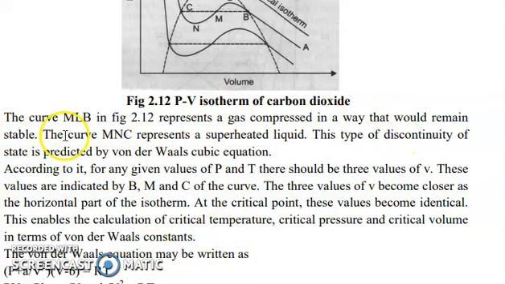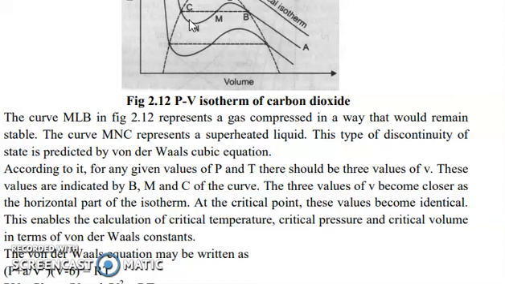The curve MLB, you can see MLB, in this figure represents a gas compressed in a way that would remain stable. This curve, the curve M and C, represents a superheated liquid. This type of discontinuity of state is predicted by van der Waals cubic equation.